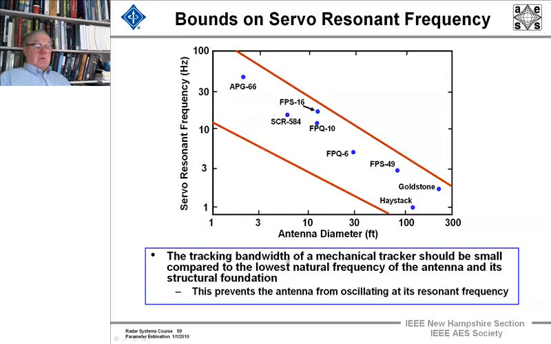The tracking bandwidth of a mechanical tracker should be small compared to the lowest natural frequency of the antenna and its structural foundation. And this prevents the antenna from oscillating at its resonant frequency.